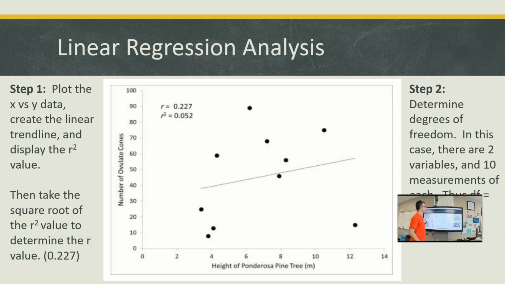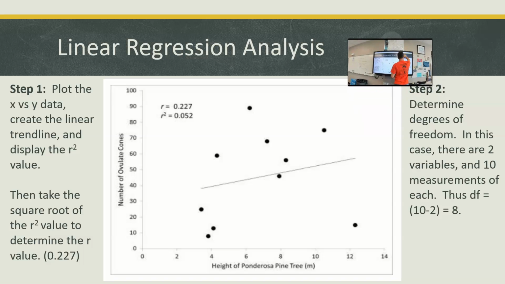Step 2, determine the degrees of freedom. Again, in this case, there are 2 variables and 10 measurements of each. All right? So you had 2 variables, your variable A, your variable B, your dependent and independent variable, and 10 measurements of each. So therefore, you had 10 measurements. All right? You take your measurements, you subtract your number of variables, and you get your degrees of freedom equal to 8. So you take, in the linear regression, you take your amount of data that you collected.